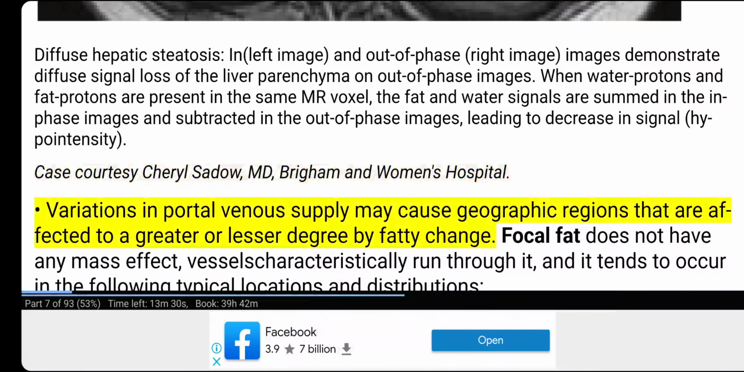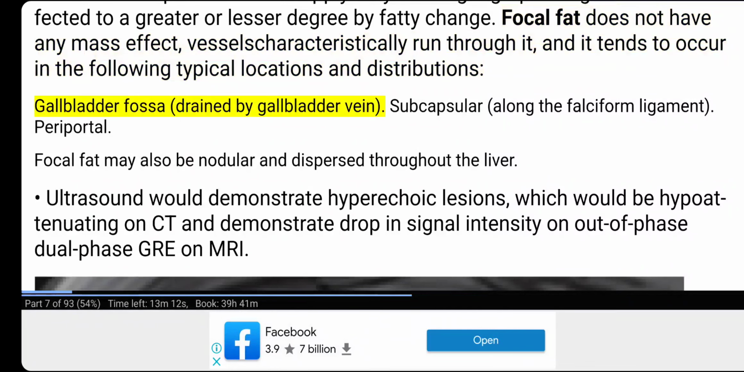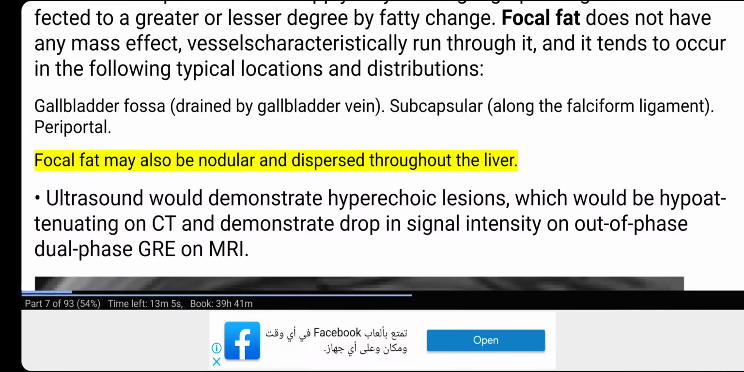Variations in portal venous supply may cause geographic regions that are affected to a greater or lesser degree by fatty change. Focal fat does not have any mass effect, vessels characteristically run through it, and it tends to occur in the following typical locations and distributions. Gallbladder fossa, drained by gallbladder vein. Subcapsular, along the falciform ligament. Periportal. Focal fat may also be nodular and dispersed throughout the liver.